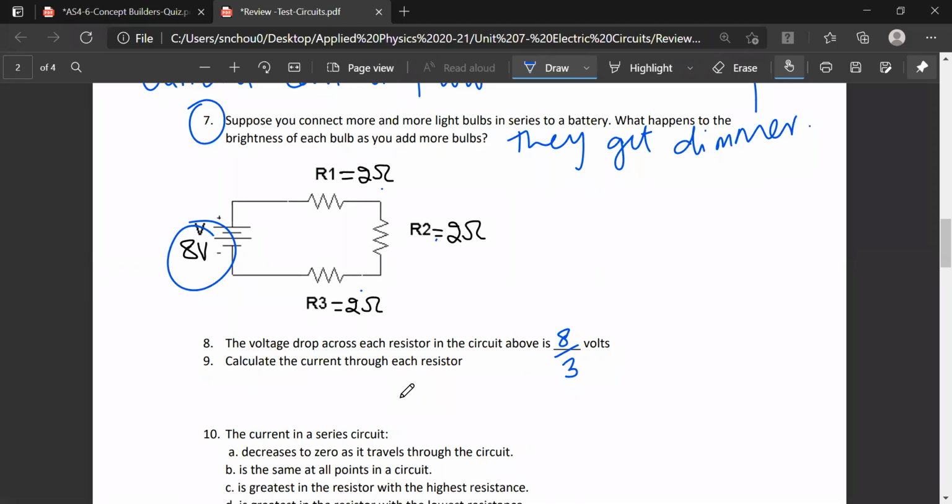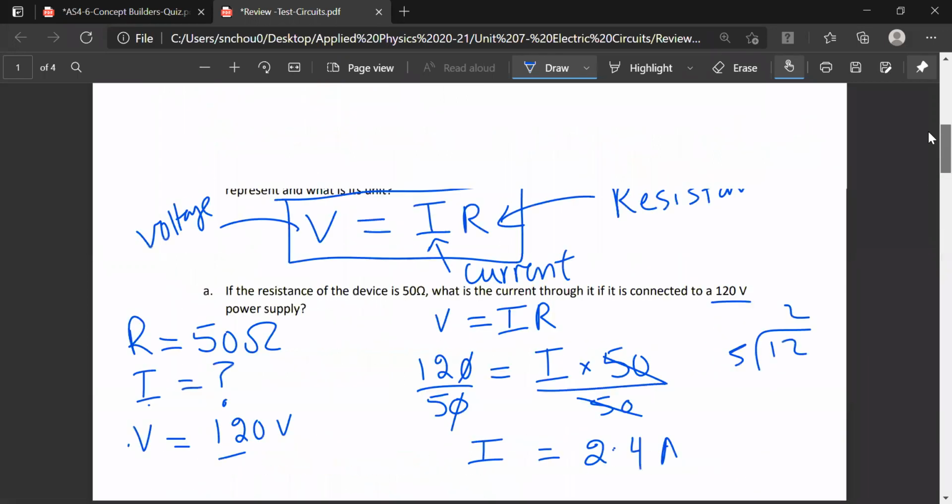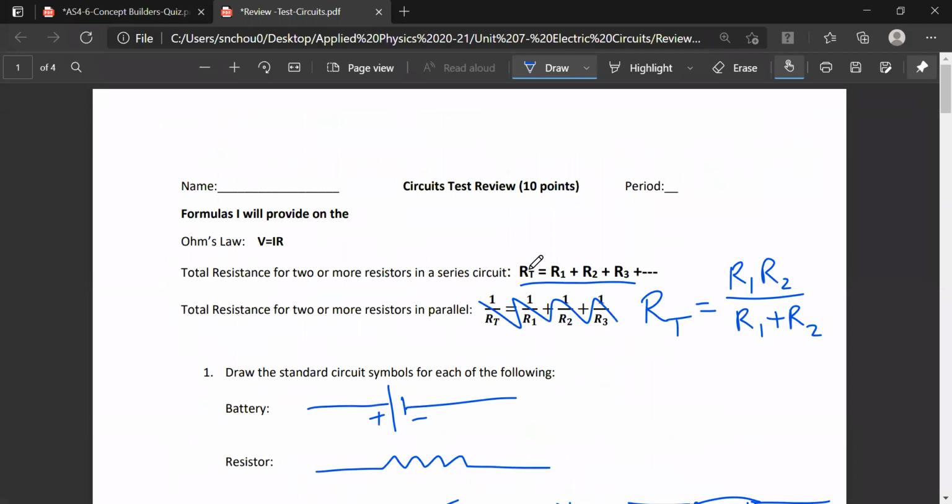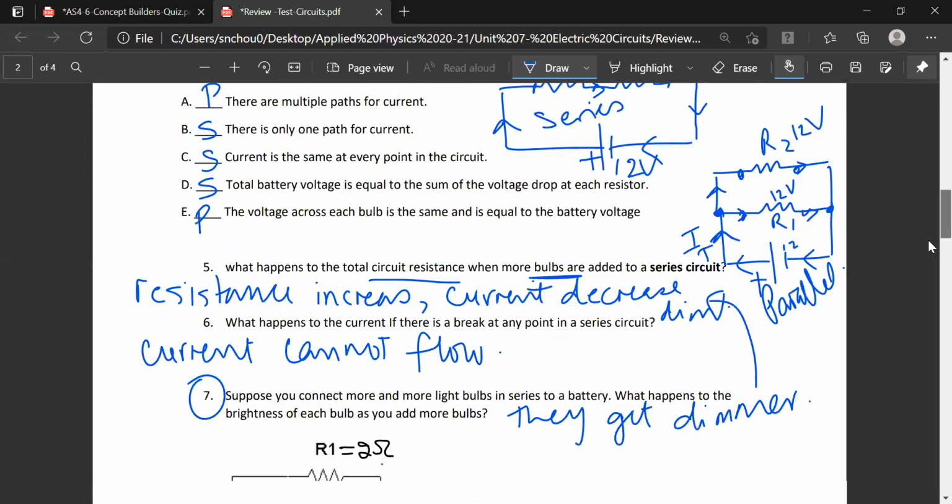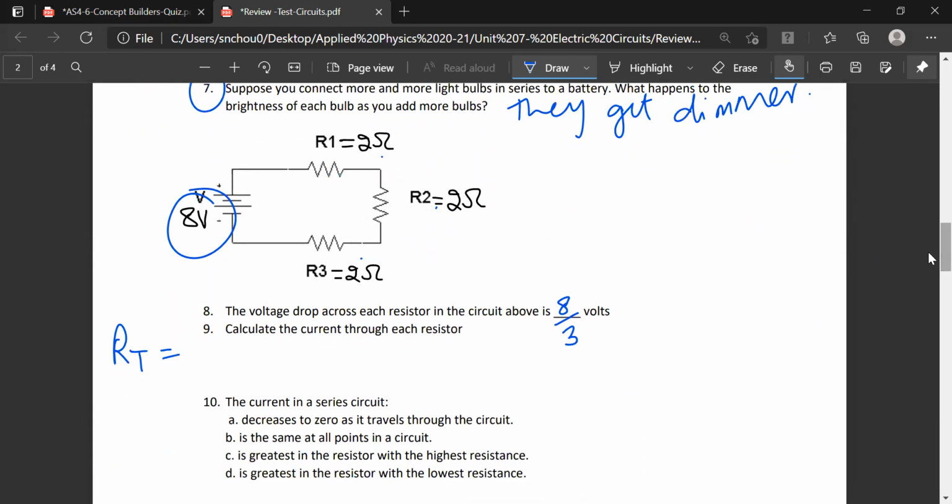That many volts. Calculate the current through each resistor. The current is determined by the total resistance, okay? What's the total resistance in this circuit, first of all? In series, how do we calculate the total resistance? Those formulas I showed you, you simply add them up. So if you have 3 resistors, you add all 3. If you have 4, you add all 4. So it's 2 plus 2 plus 2, 6 ohms.